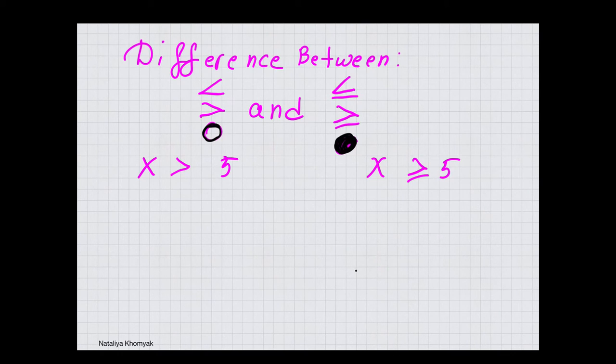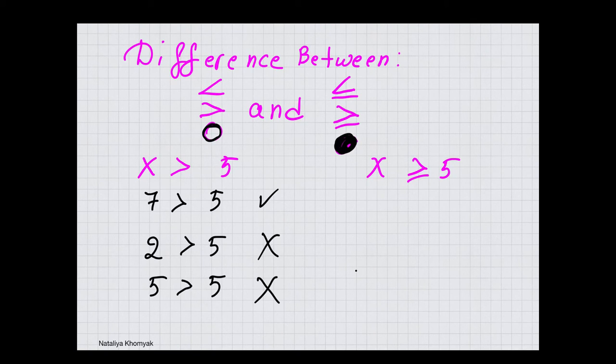to graph it. So x is greater than 5. That means if I plug in, let's say, 7 instead of x, this will be a true statement. If I plug in 2 instead of x, this will be a false statement. And let's say I plug in 5 instead of x. Now 5 is not greater than 5, so that would be a false statement.